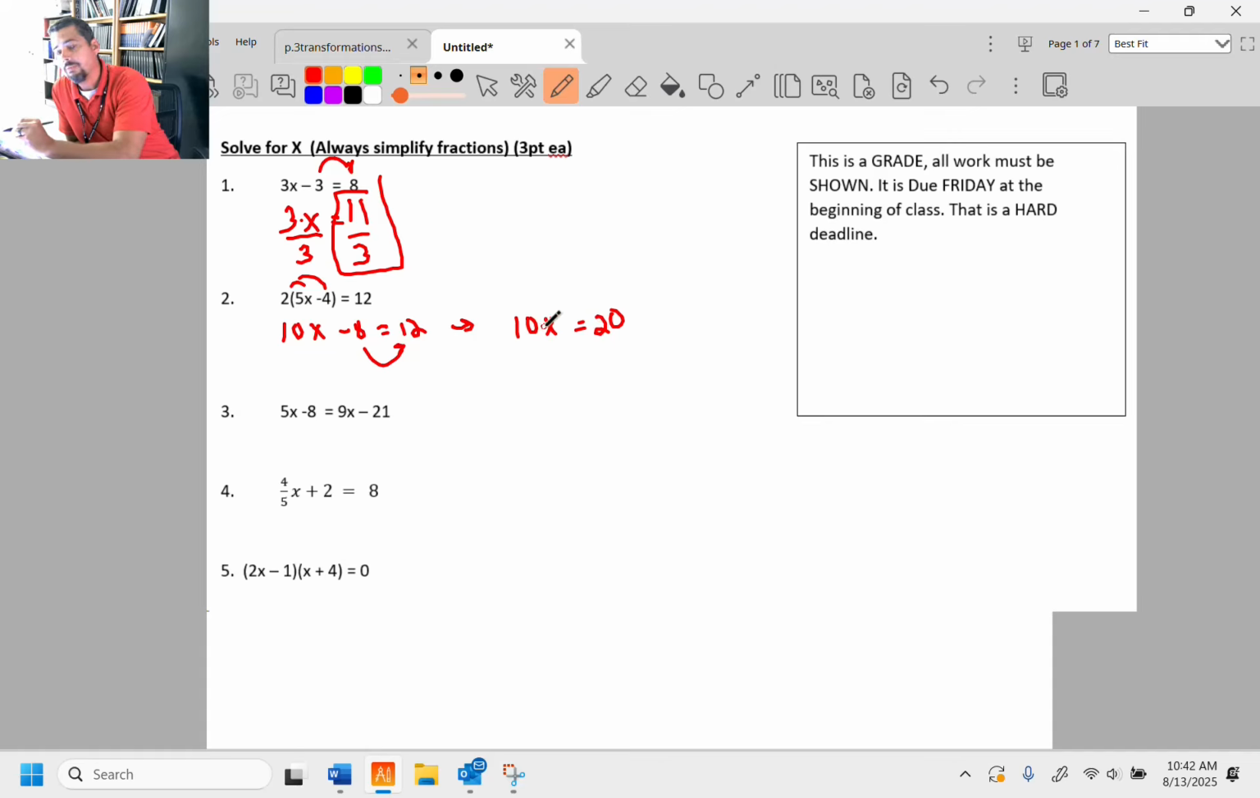And now I'm going to counteract multiplication through division by dividing both sides by 10, and that gives me an x value of 2. And that's what we're doing on these 5 equations. We're solving for x and nothing more.